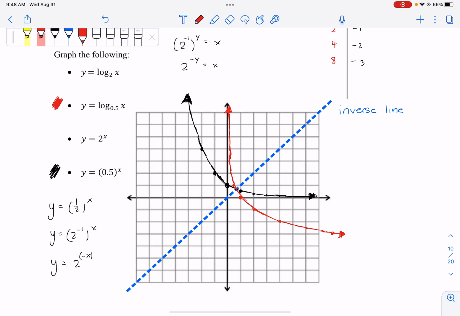So this is what a logarithmic function looks like. It does take some practice, okay? But for the most part, these are the basic fundamental aspects of what you need to know for logarithms to be successful in calculus.